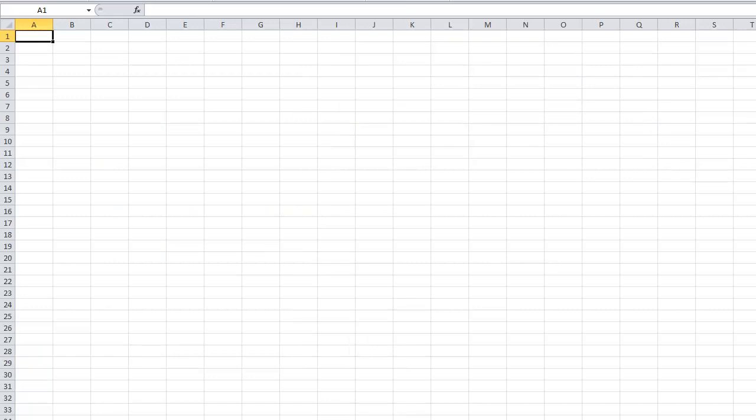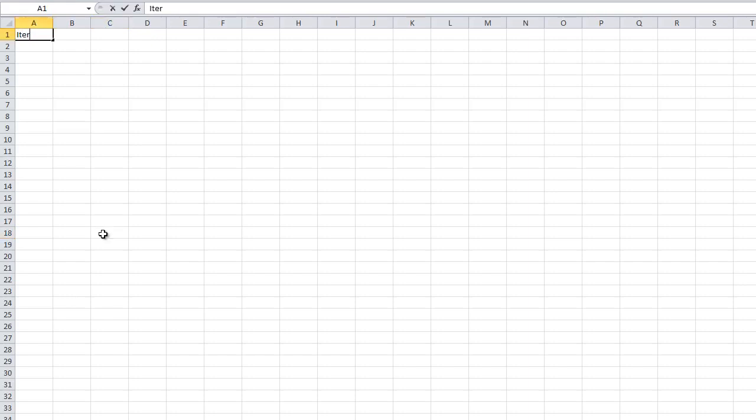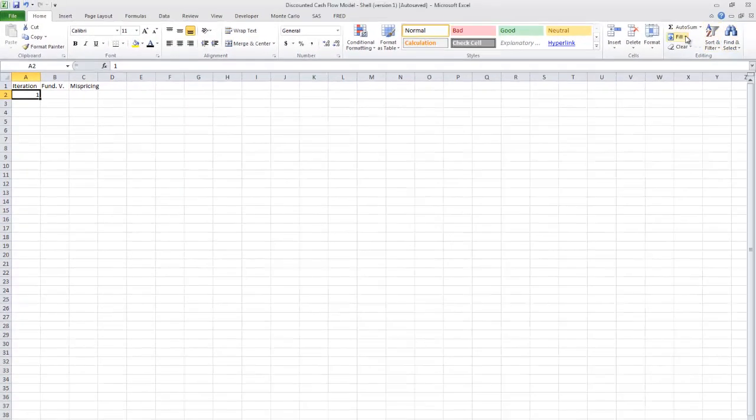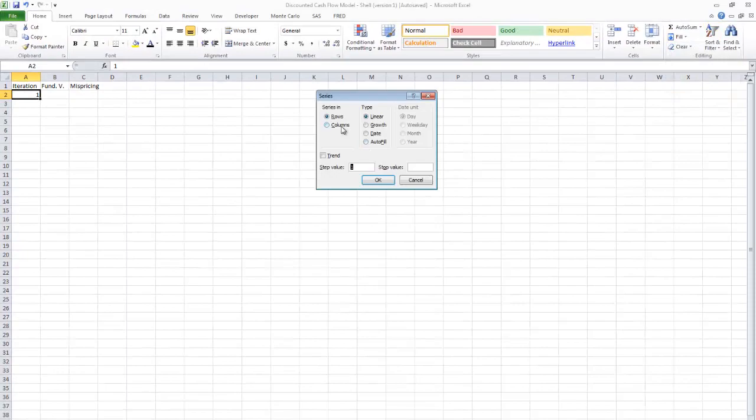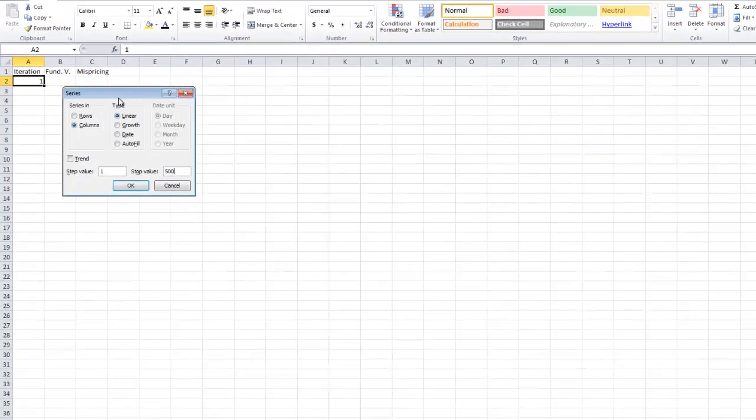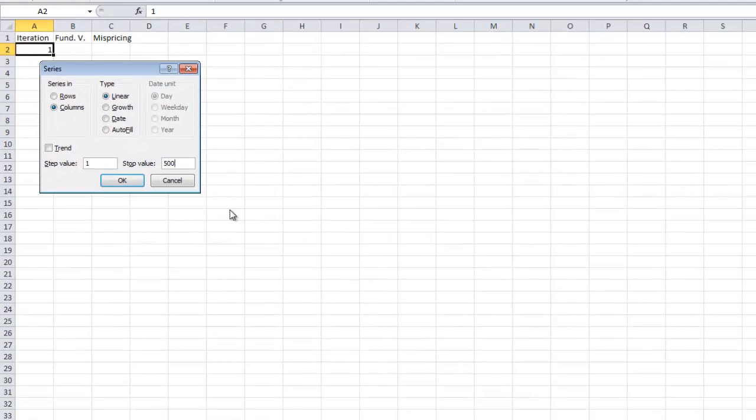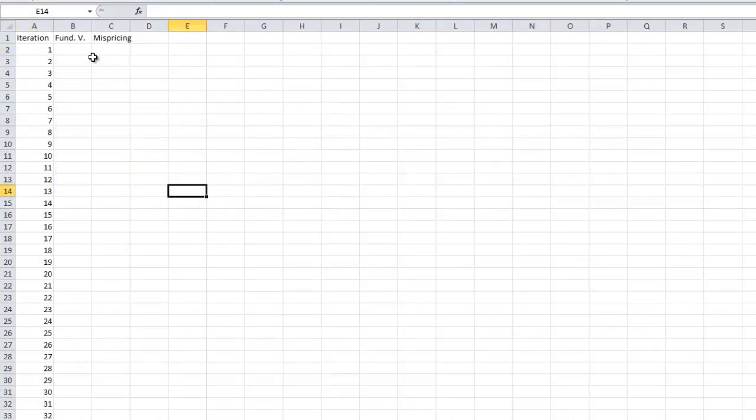In order to do that, I'm going to get a new tab. I'm going to call it simulation. And what I'm going to do is write up here my iteration, my fundamental value, and mispricing. And let's do 500 iterations. So if you just put one there and you come over here to fill series column to 500, if you type that in, click OK, it'll fill it in for you.